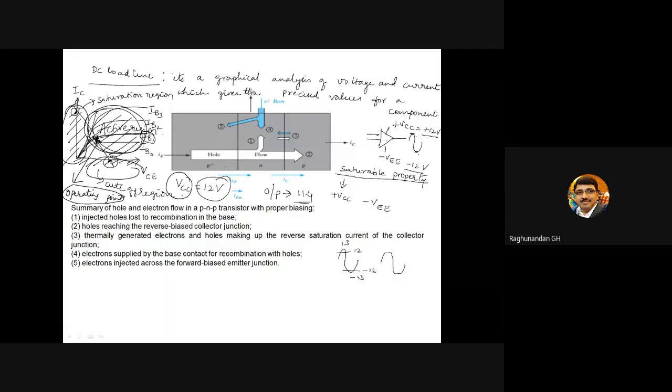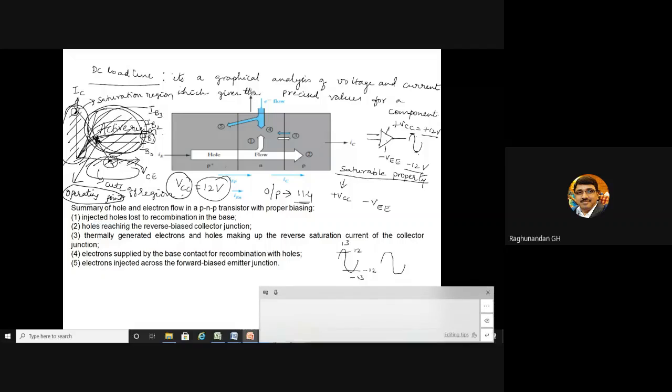So now coming back to the working. Here the first step is the injected holes lost to recombination in the base.